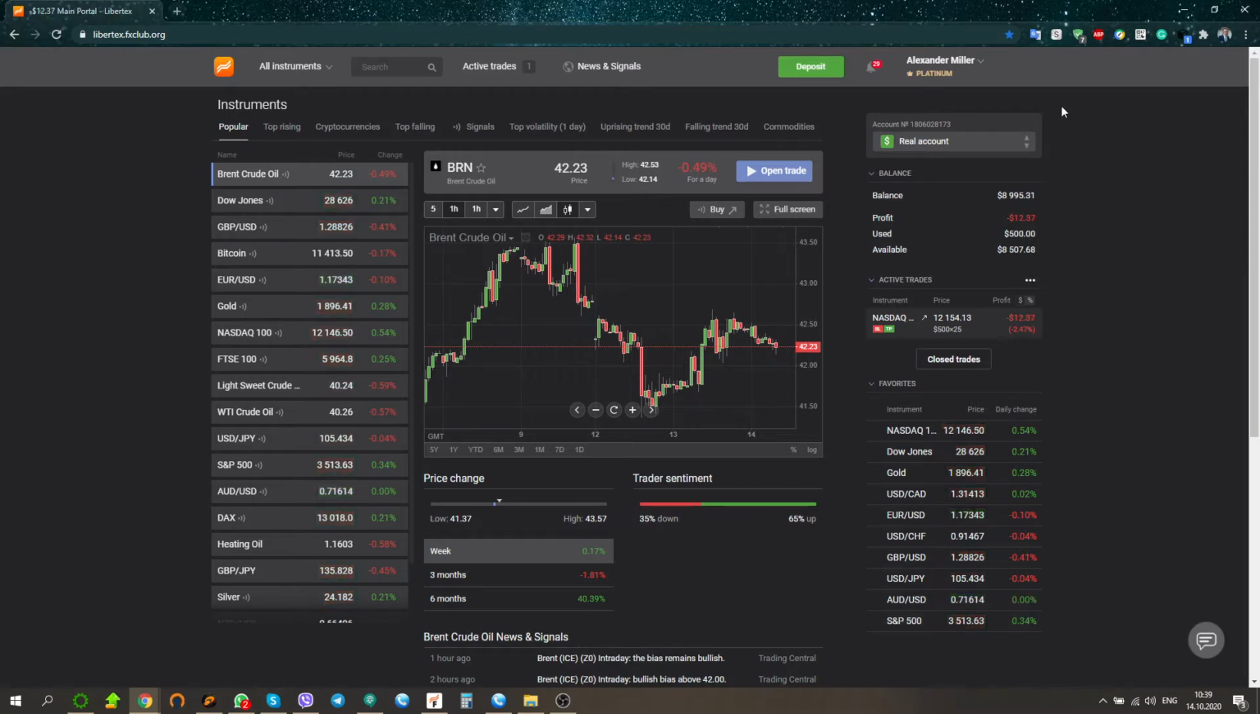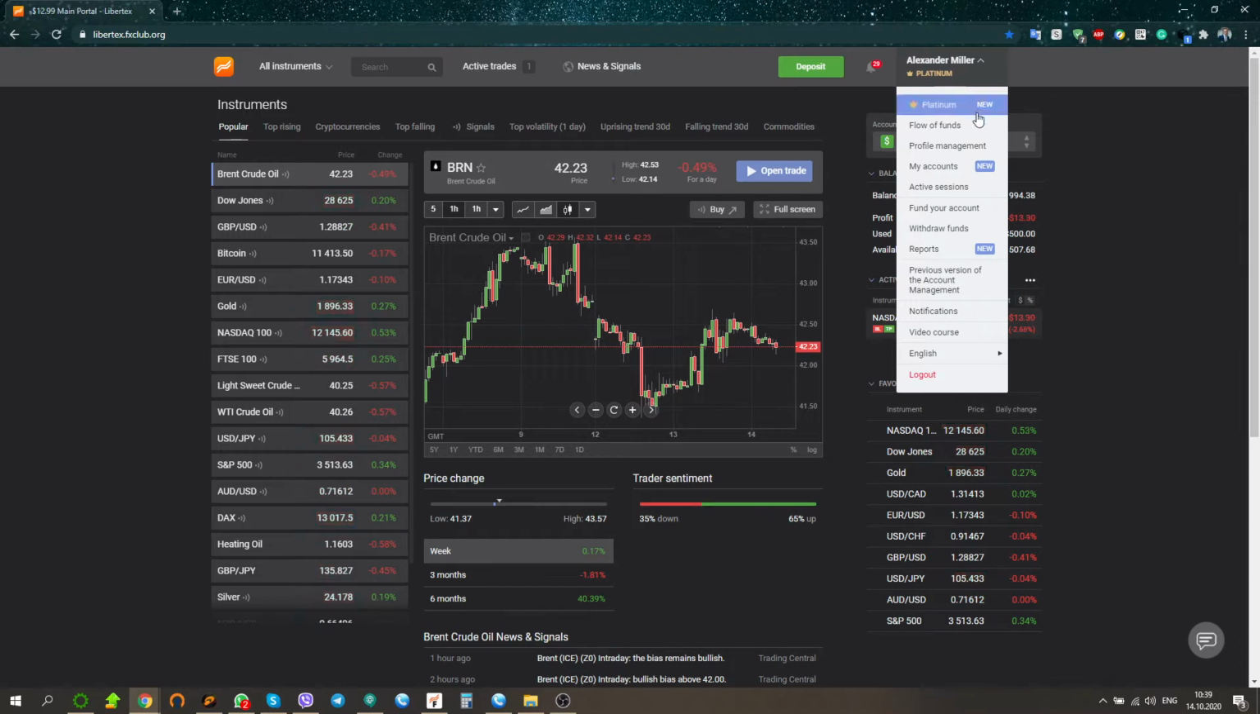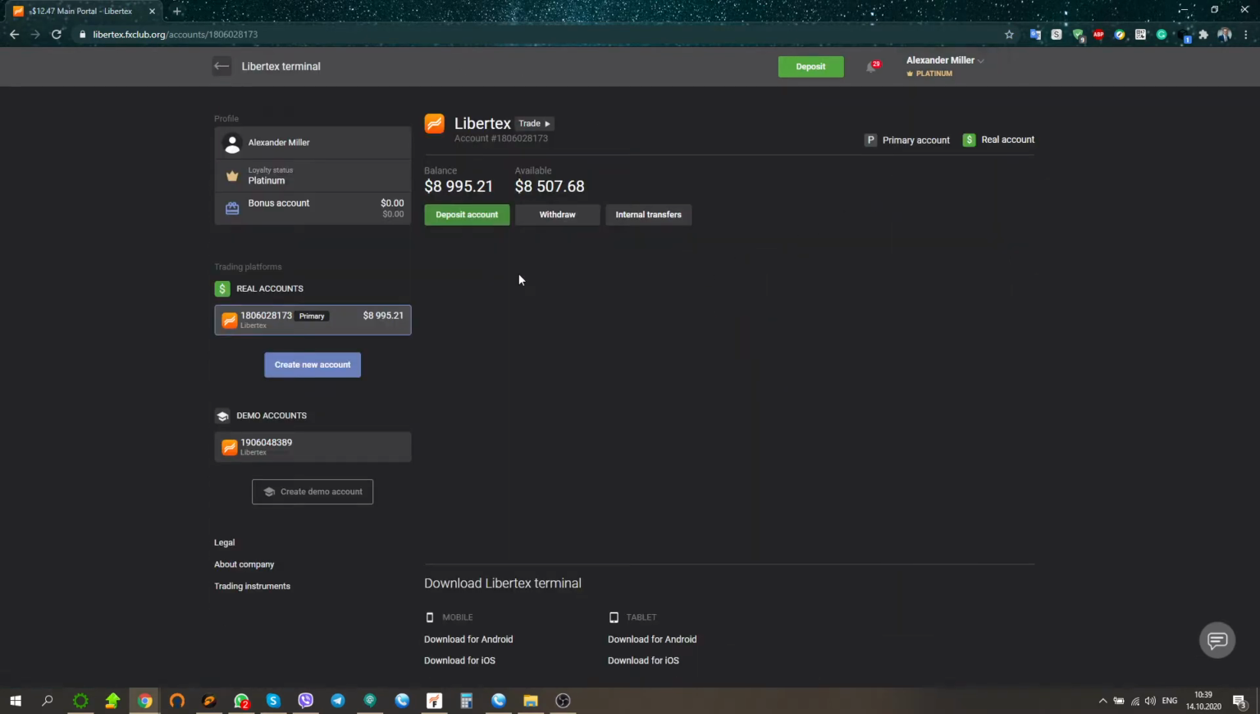To do it, you should log into your personal trading account, enter the My Accounts tab, and there you will find the different accounts that you have. You have a bonus account, you also have a real account on Libertex. You can have a new account on MetaTrader 4 or 5.